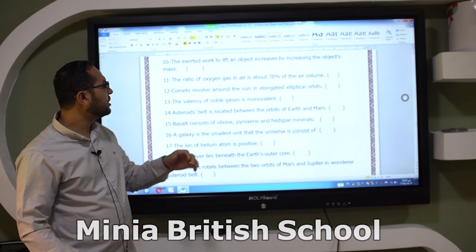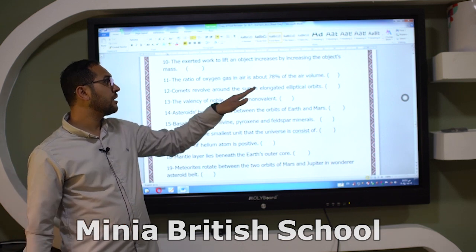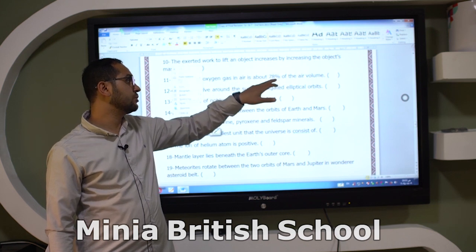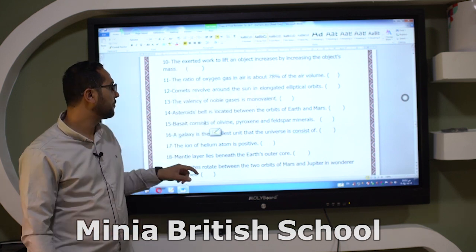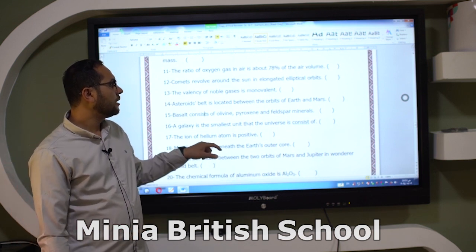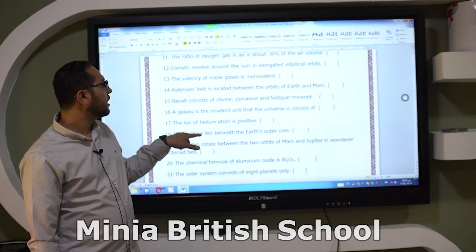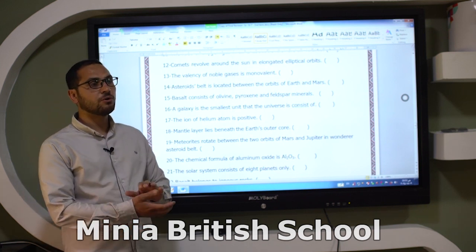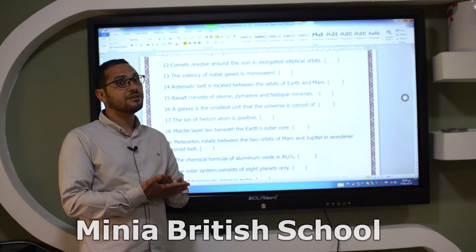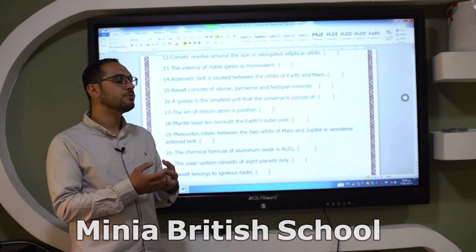The ratio of oxygen gas in air is about 78% of the air volume. This percentage is the percentage of nitrogen, not oxygen. Oxygen is 21%. Comets revolve around the sun in elongated elliptical orbits. This is correct. The valency of noble gases is monovalent. No. All noble gases haven't what? They haven't valencies. So we can say the noble gases have zero valency.